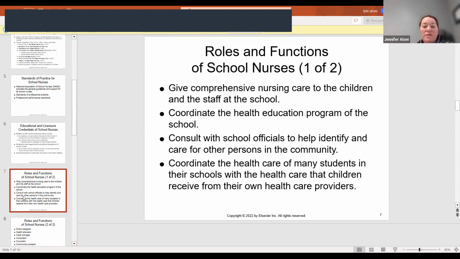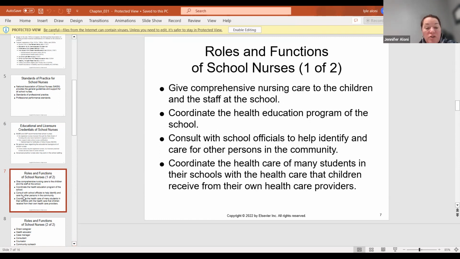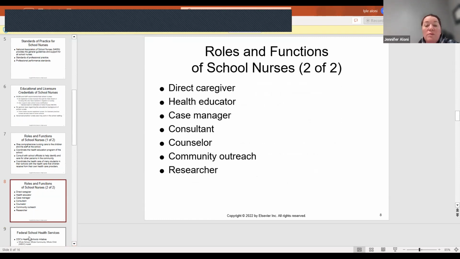So in the role of a school nurse, we give comprehensive nursing care. We coordinate health education programs in the school, consult with school officials, and coordinate the health care of many students in their schools with the health care that children receive from their own health care provider. So we do lots of things as school nurses: direct caregiver, health educator, manager, consultant, counselor, outreach, and researcher.